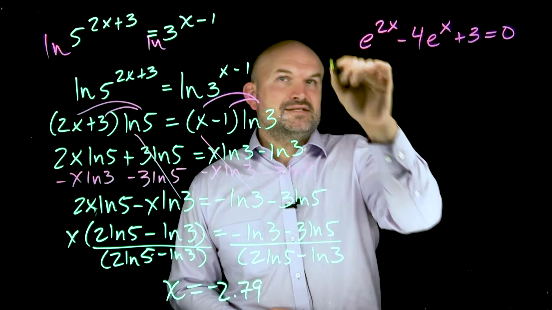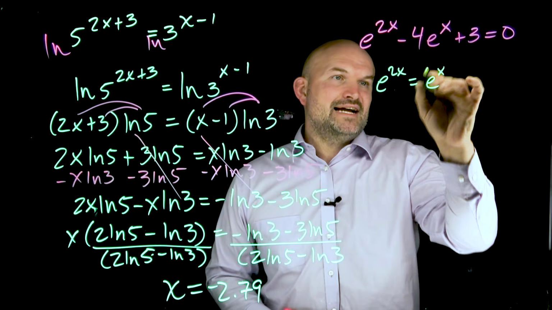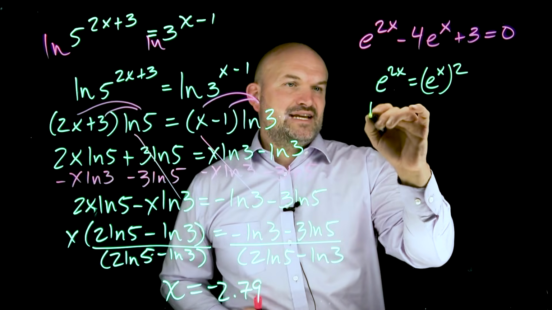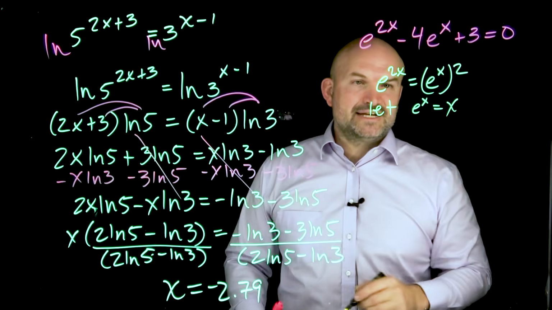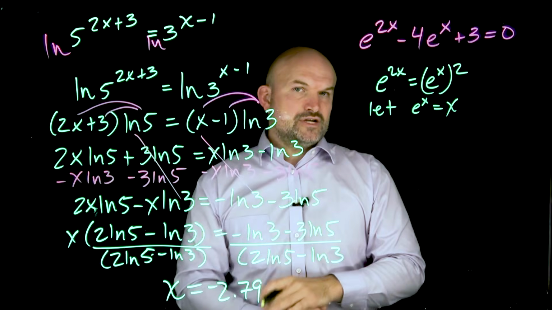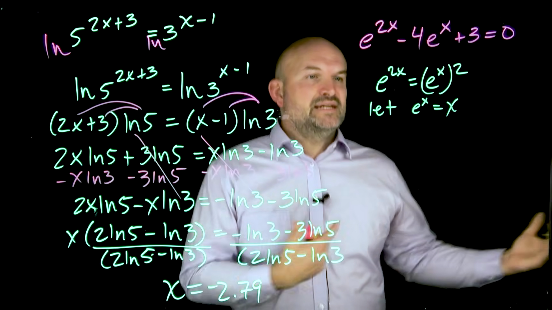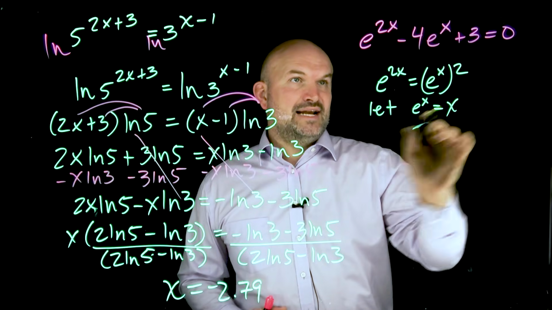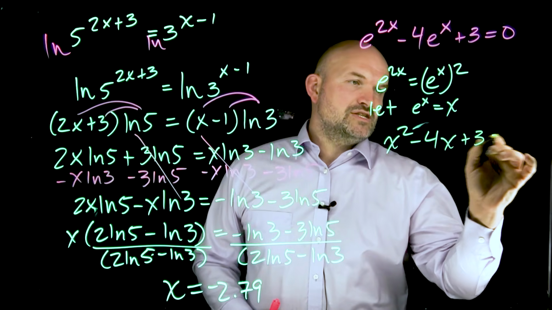is that if you already have this e to the 2x, remember that e to the 2x is the same thing as e to the x squared, right? What we want to do to be able to better understand this is to let e to the x equal our variable x. So if I now rewrite this in terms of x's, it's actually going to be a quadratic equation that I'm much more comfortable being able to solve. So therefore, if I replace my e to the x with an x, I'll have an x squared minus a 4 times x plus 3 equal to 0.